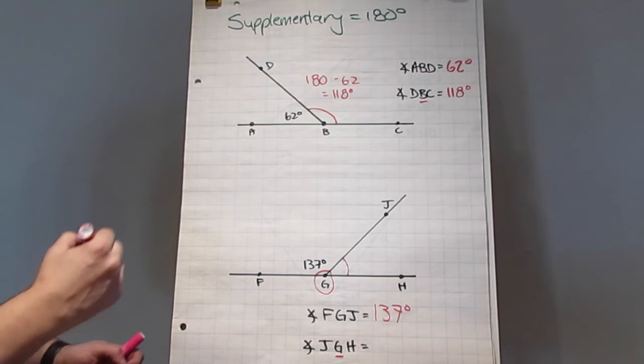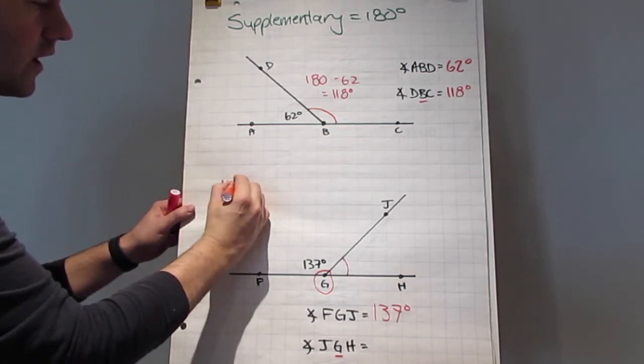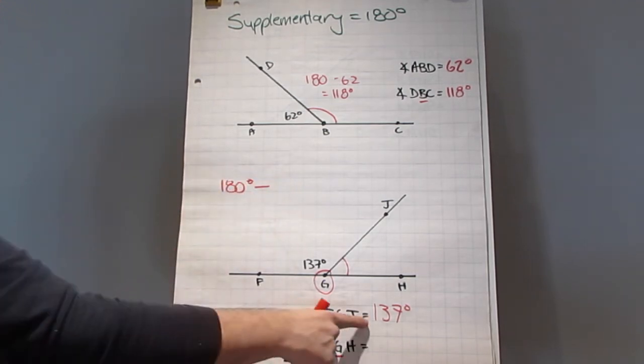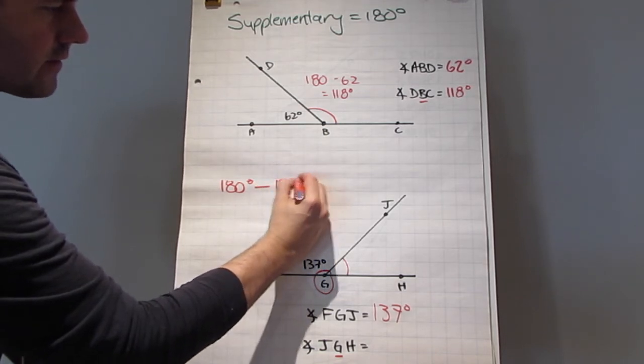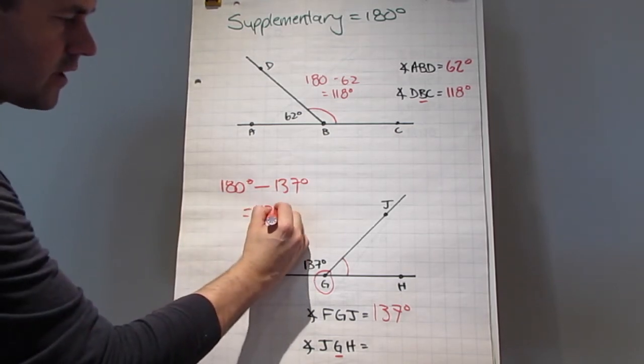Again, all we have to do is use our math skills. We know that a straight line is 180 degrees in total. We're going to subtract from it what we have already been given, which is 137 degrees, which is going to give us an angle measurement for angle JGH of 43 degrees.